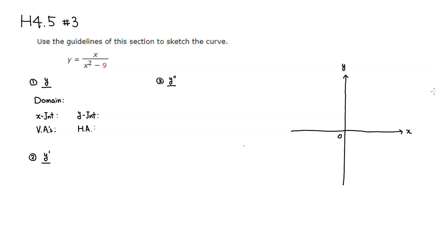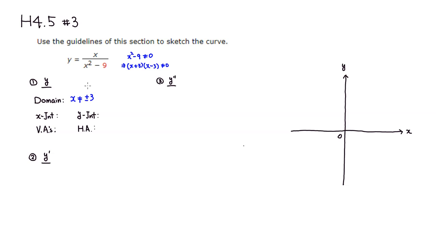Since it's a rational function, we have to worry about the denominator being 0. So we know that x squared minus 9 we don't want to be 0, and we can easily factor this. It's x plus 3 times the quantity x minus 3, which cannot be 0. So x cannot be positive 3 or negative 3. The domain is all real numbers except positive 3 and negative 3.